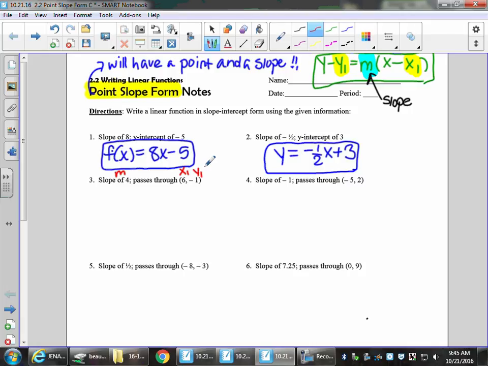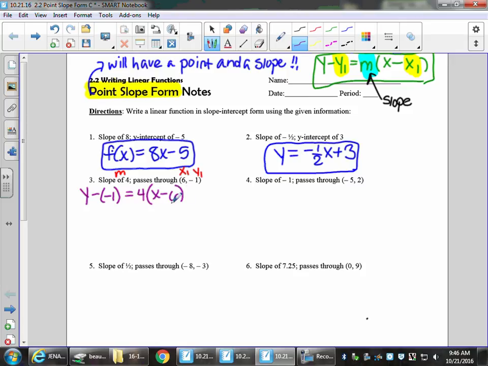Let's see what this is going to look like. See this unhighlighted y? It's always going to be there. Don't be trying to plug stuff in twice. That y is staying. So it's going to be y minus y1. What is y1? Careful. -1. What did I put it in? Parentheses. Y minus y1 became y minus a -1 equals what? 4 times x minus 6.